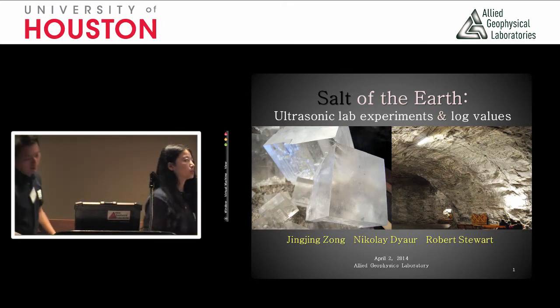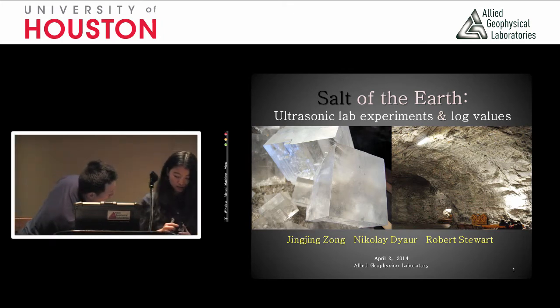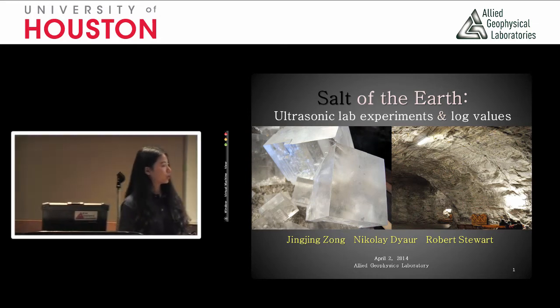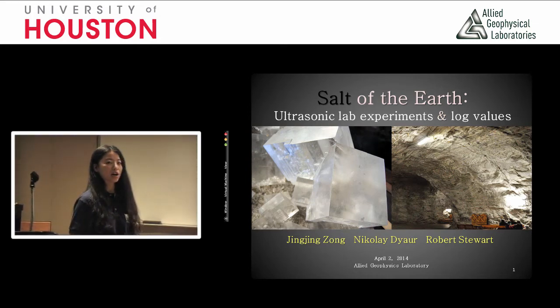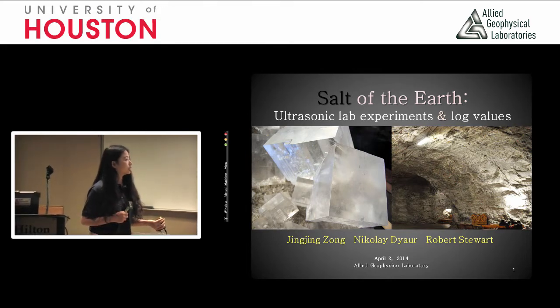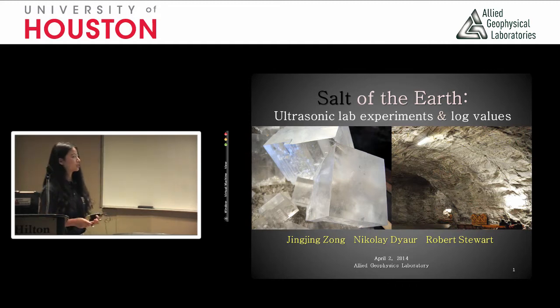This shows two main types of existence of salt in the world. The left side is the pure halite, undeformed and of very high purity, and the right side is the deformed and fractured salt that we more often see in salt formations.